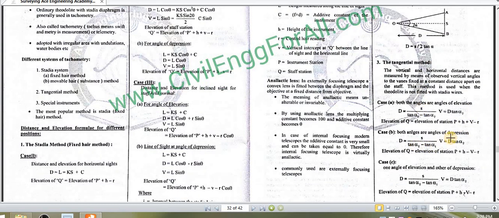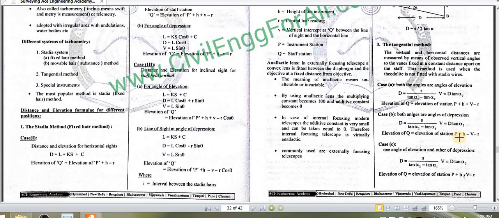And elevation is given by p plus h plus v minus r. In case both the angles are in depression, the formula changes: s equals tan alpha 1 minus tan alpha 2. Sorry, these angles have been shifted. Firstly it was tan alpha 1 minus alpha 2, so in case of depression it is tan alpha 2 minus alpha 1. v equals d tan alpha 2. Elevation can be found using p plus h minus v minus r. So in the earlier case it was plus v, and in this it is minus v.